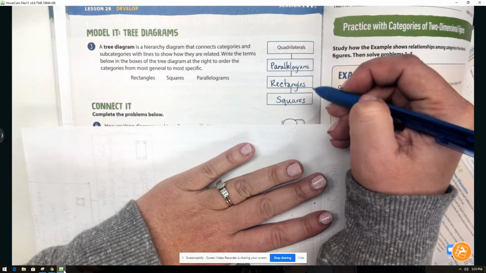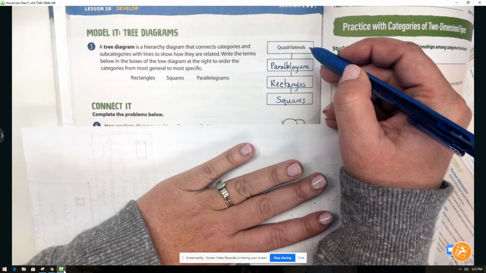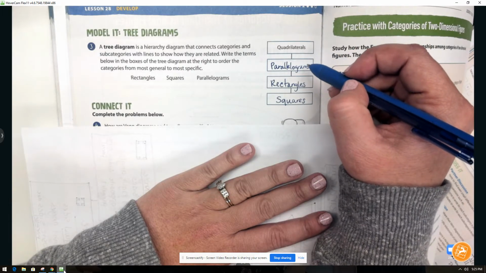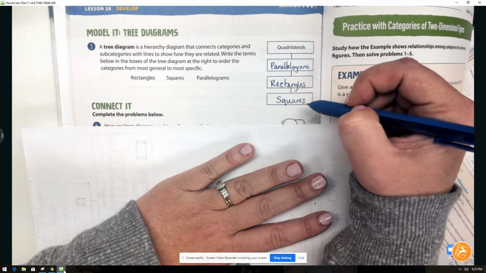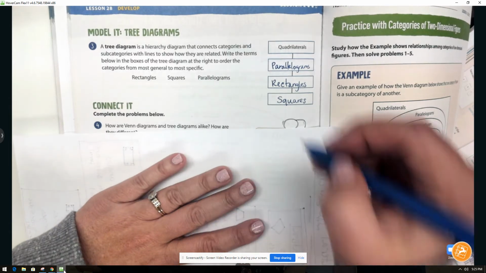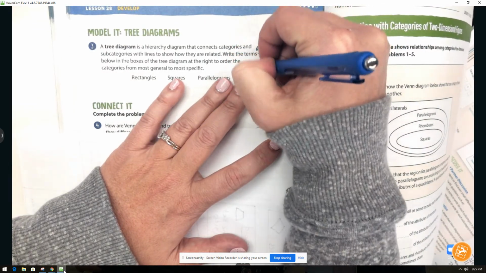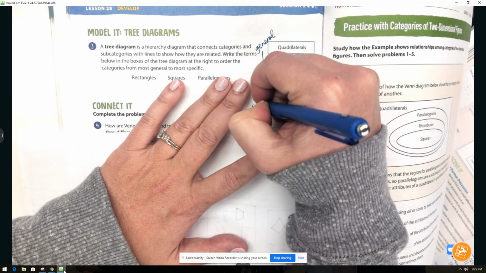Remember, all squares are rectangles, parallelograms, and quadrilaterals. But only some quadrilaterals are parallelograms, rectangles, and squares. This is the most general down to the most specific.